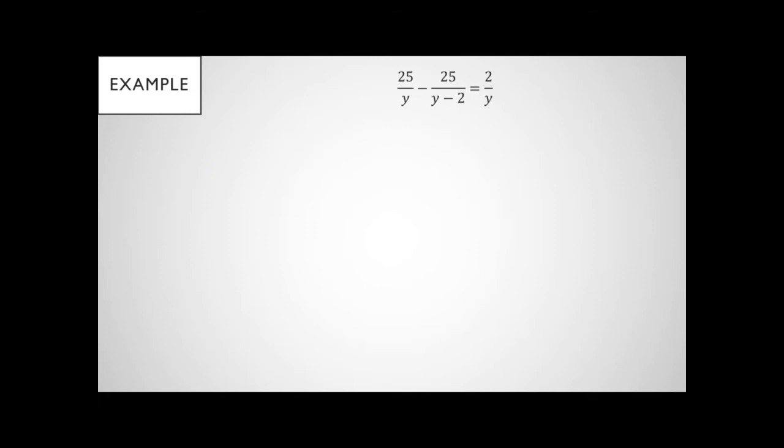Okay, here we have 25 over y minus 25 over y minus 2 equals 2 over y. So if you had to guess, what method would we use here and why? Honestly, I think this is Kyle. I think I know what I would do, but I don't know the exact terms. What would you do? Just go ahead and describe it.